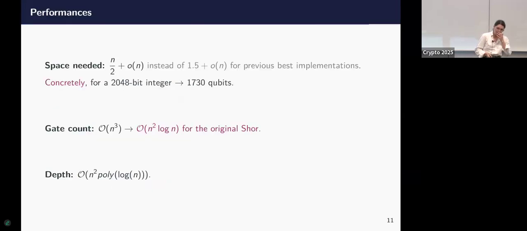Okay, so as I told you earlier, this allows us to achieve space complexity of n over 2 plus a negligible amount of qubits instead of previously 1.5 times n. There should be an n here, plus a very small amount of qubits. This means that concretely, in order to factor a 2048-bit integer, we need 1,730 qubits, which is less than what we need to store the actual integer. So not bad, in my opinion.